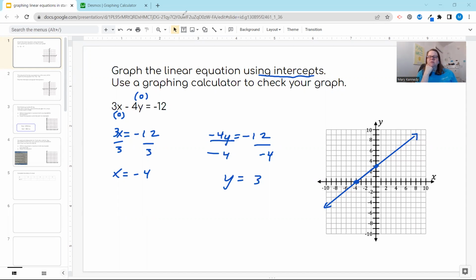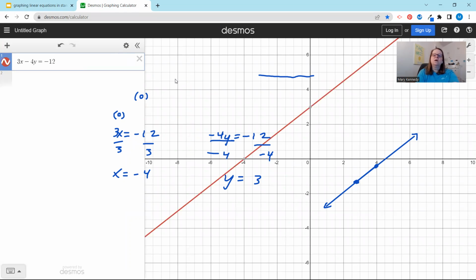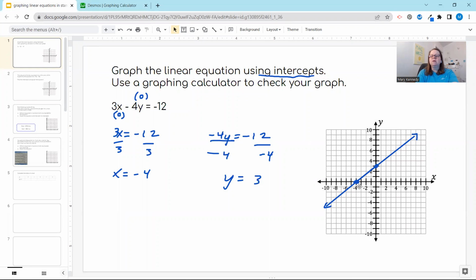And let's see if we look at it here. 3x minus 4y equals negative 12. So using a graphing calculator, we can see, yeah, that looks nice. And you can notice here that there are coordinate points at 0, 3 and at negative 4, 0, which are the same points that we found here.